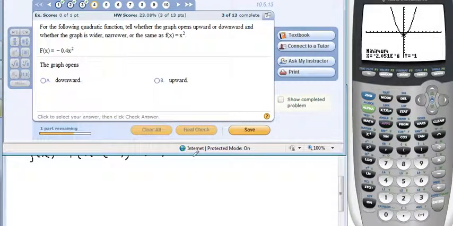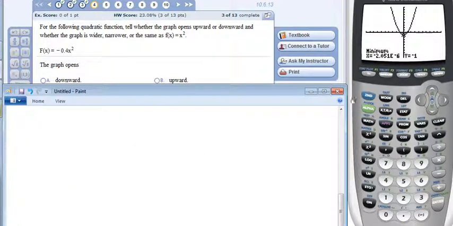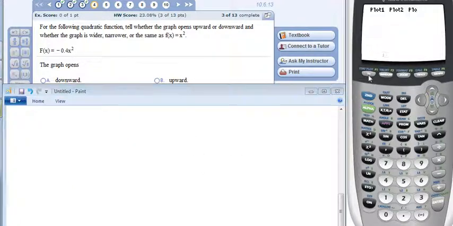All right. So, for this quadratic function, tell whether the graph opens upward or downward and whether it is wider, narrower, or the same as f of x equals x squared. Well, we're going to have to do some playing around here. So, my standard quadratic is x squared. All right? Let's take a look what that looks like. There's my standard quadratic. The vertex sits at 0, 0. It's this wide.